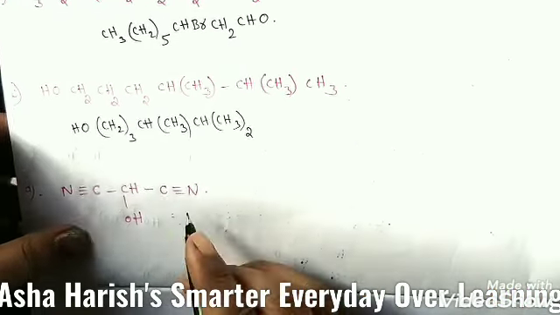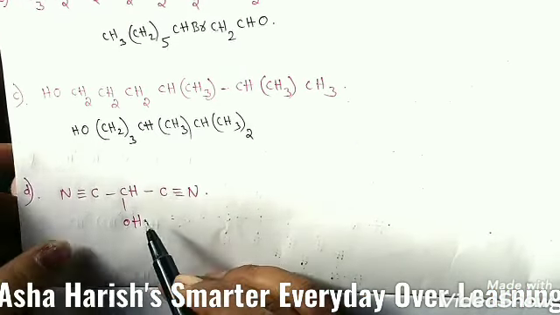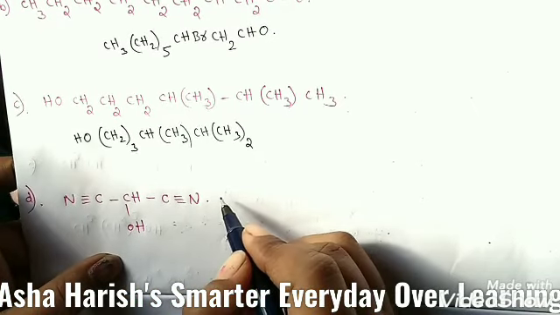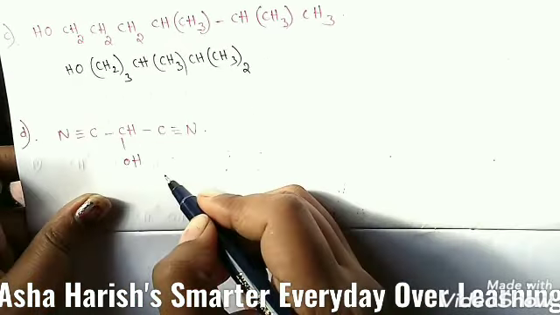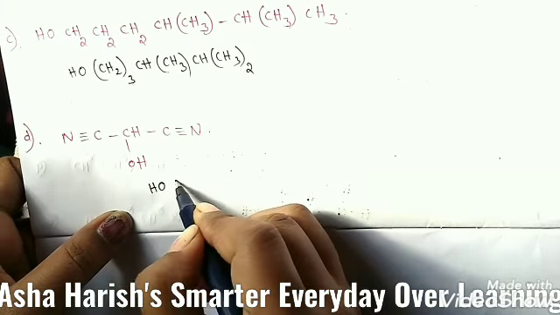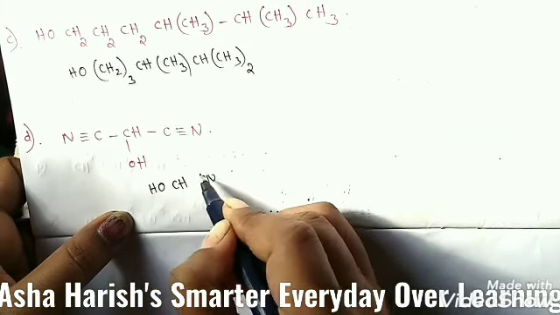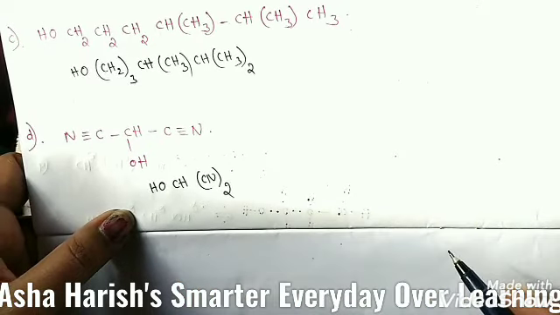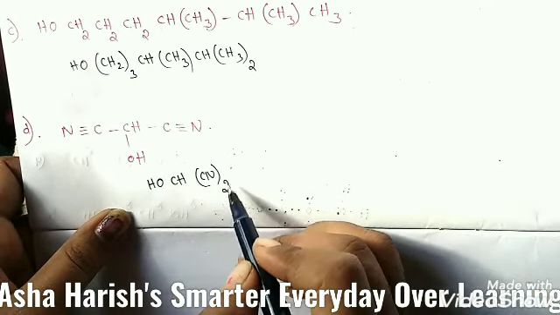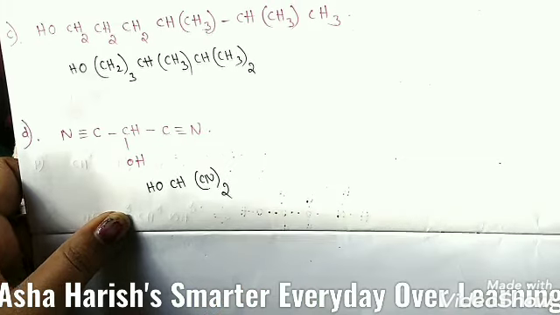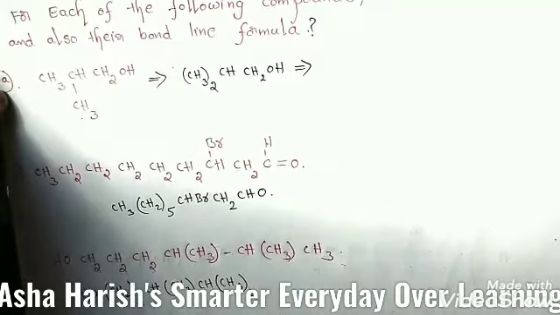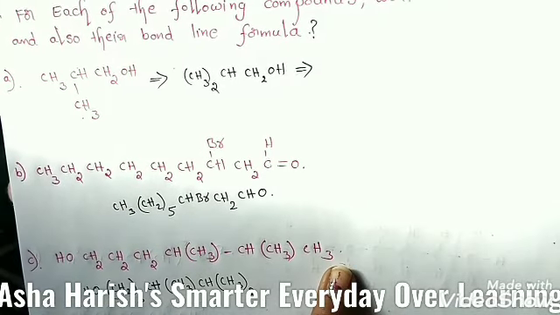And the next one is CN. Simply this condensed formula is HO, CH, CN twice. Okay, here CN and here CN. So you need to write like this 2 times. And based upon this, you can draw the bond line formula for this.